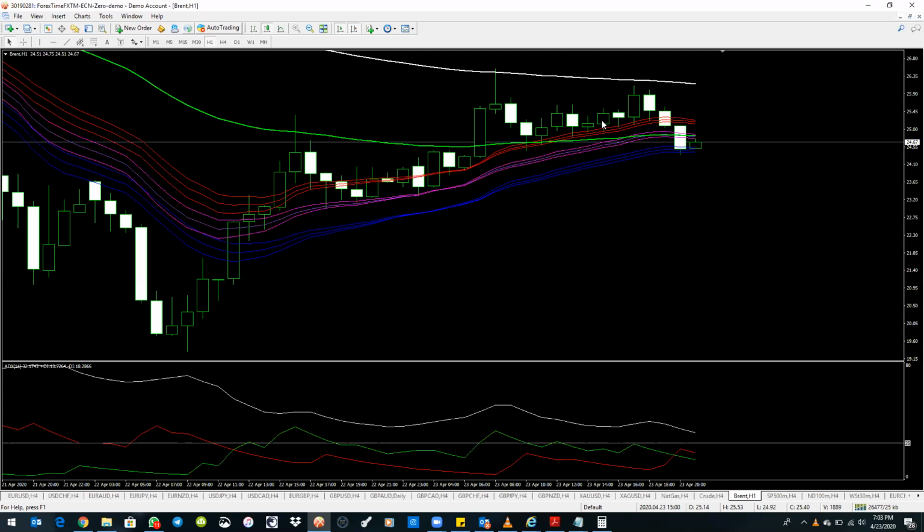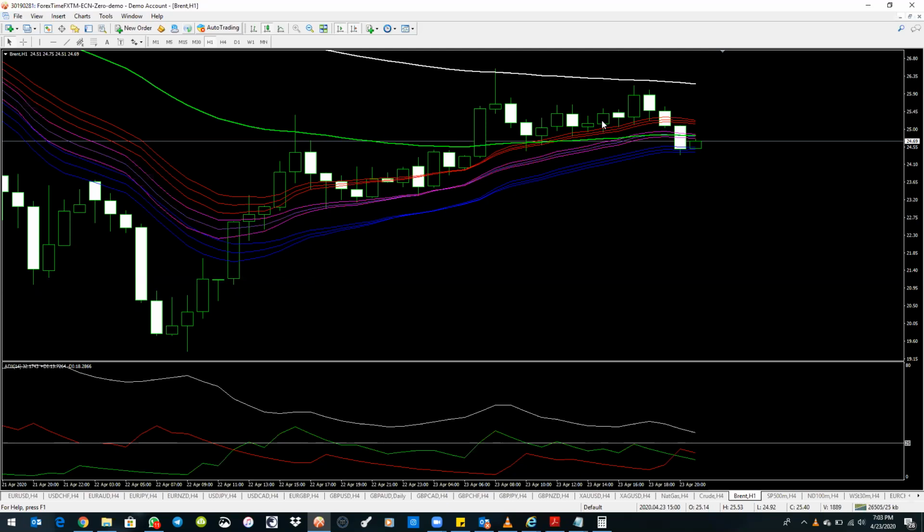That is the unique thing about time periods or time frames, right? Each time frame can show you something different.